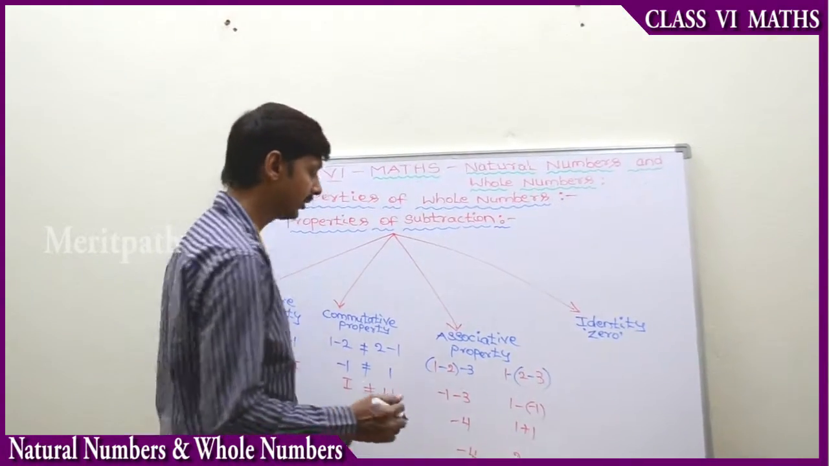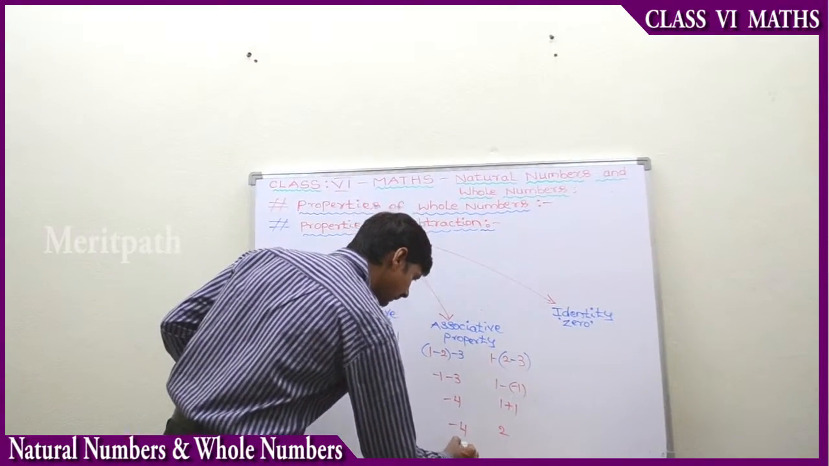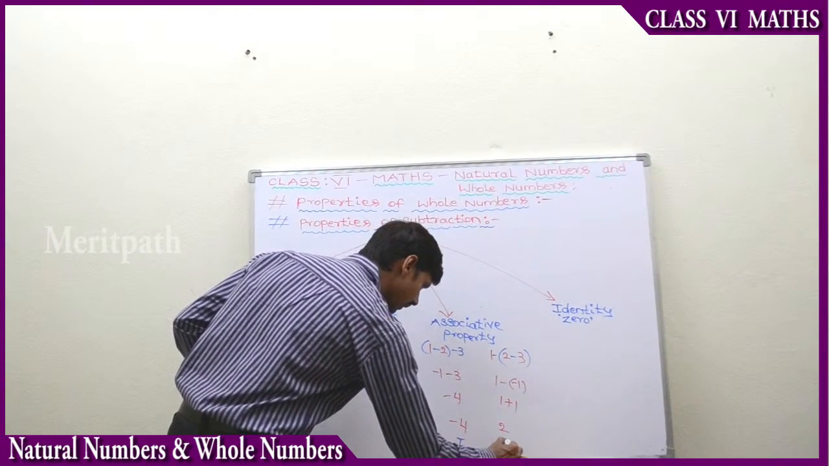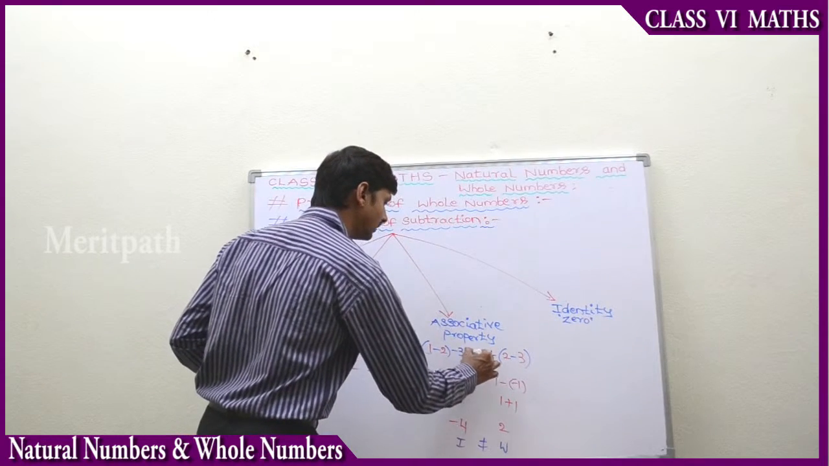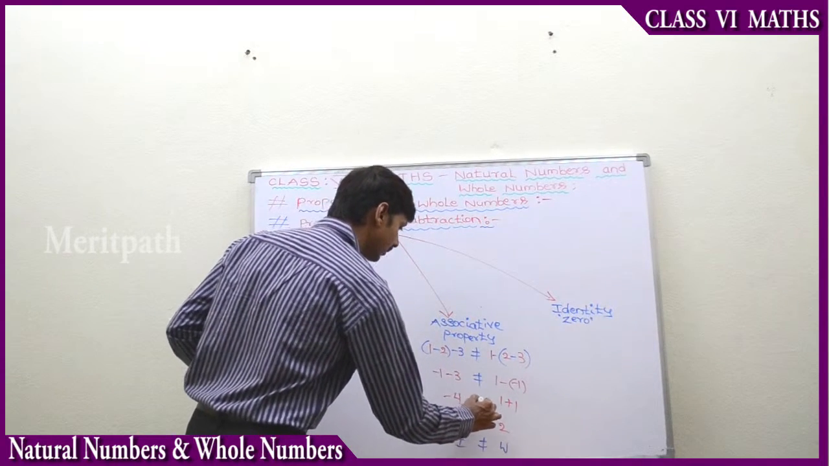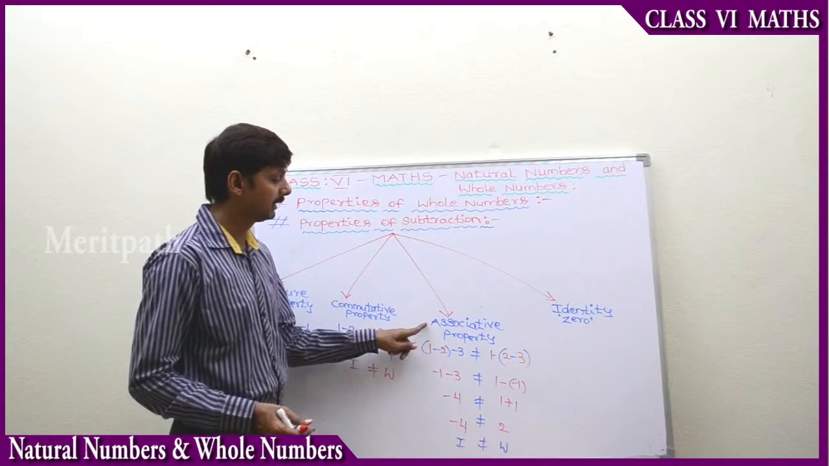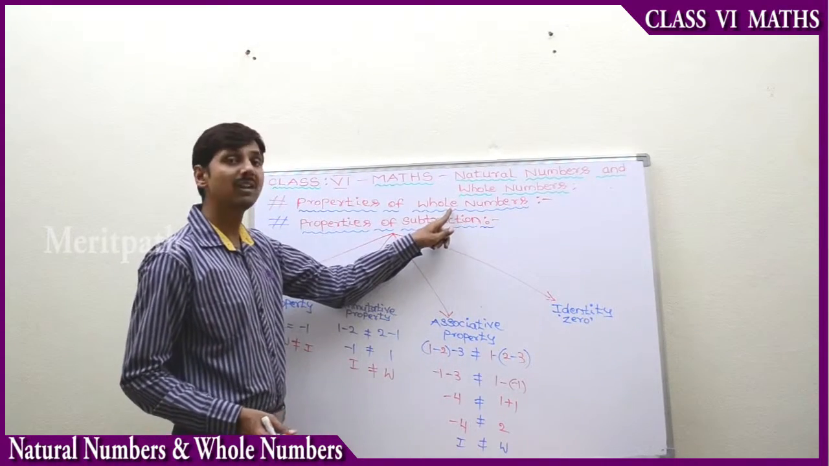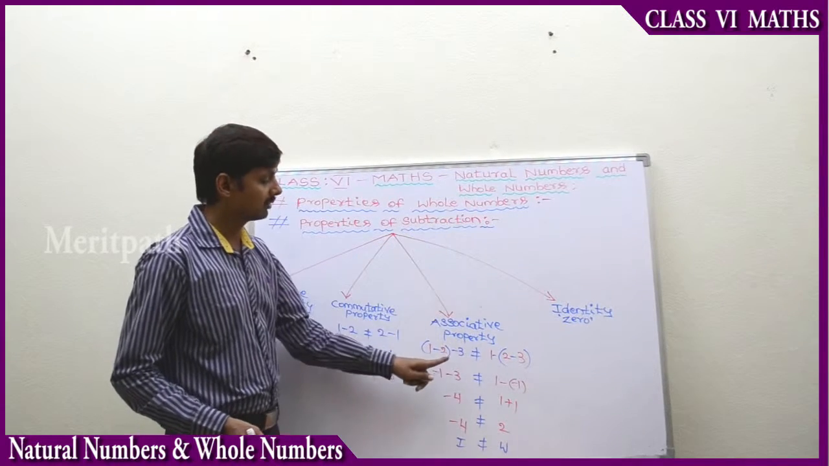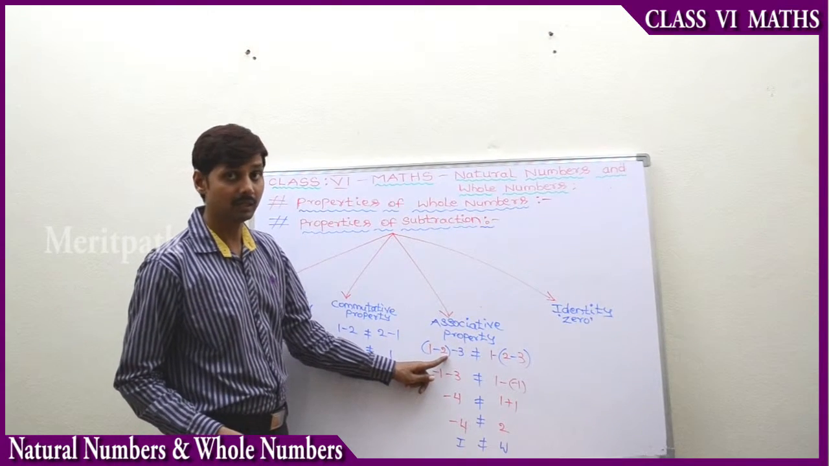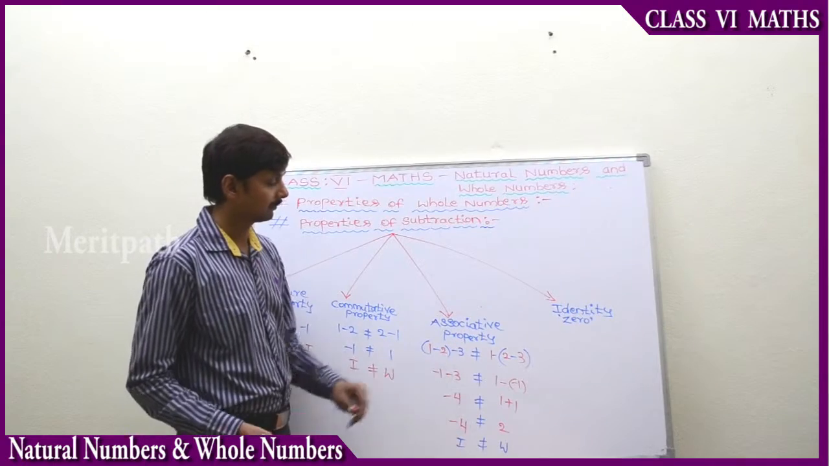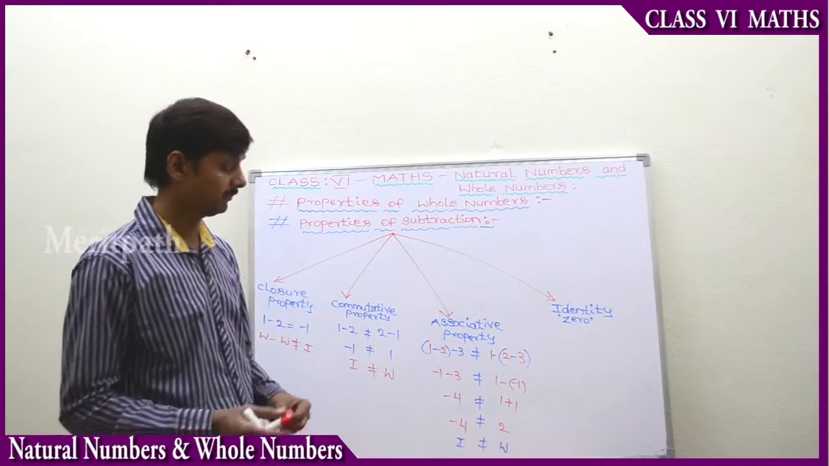So what we understood is this is an integer and this is a whole number. These both are not equal. So the associative property of subtraction of whole numbers is not possible, because we got these different values after substitution. Let us see the identity, 0.